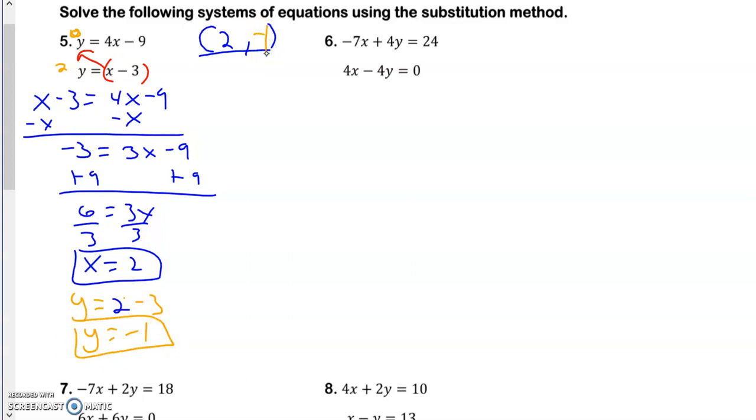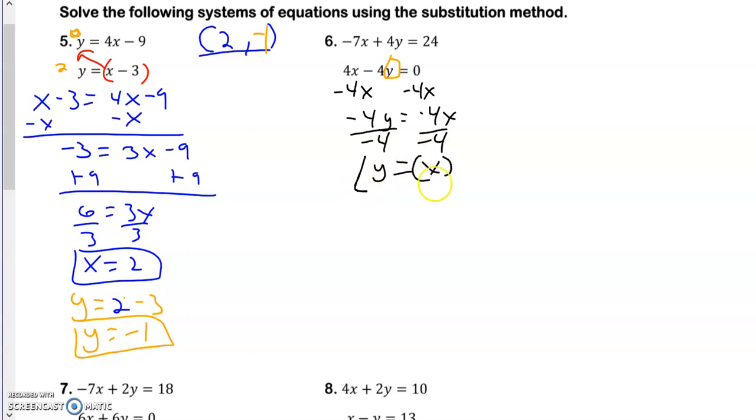Taking a look at the next one, I need to get a variable by itself, so I am going to get y by itself. That's what I'm choosing to do. I am going to subtract 4x, and I get -4y equals -4x. I'm going to divide by -4, and y equals x. Now I like to put a parentheses around it, and I usually like to box and star.